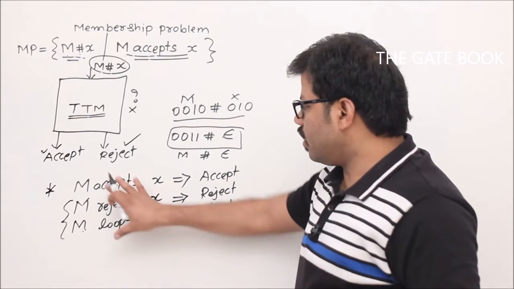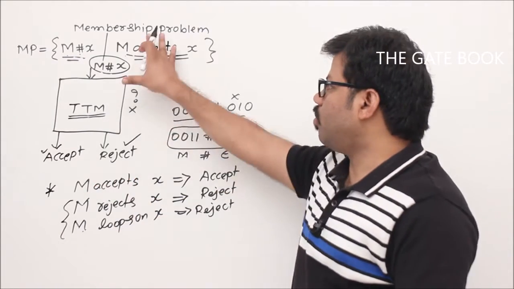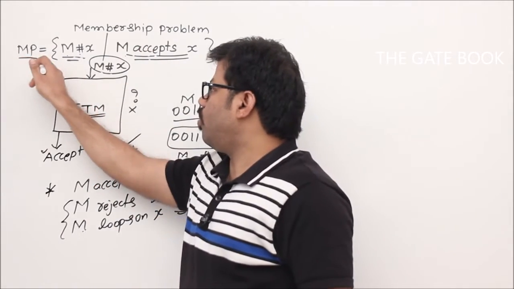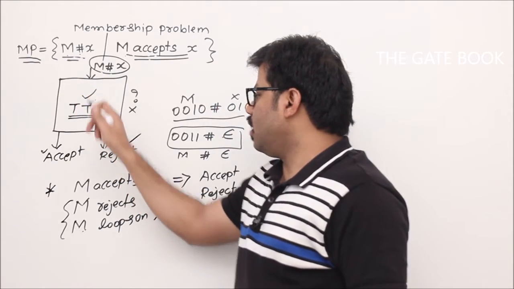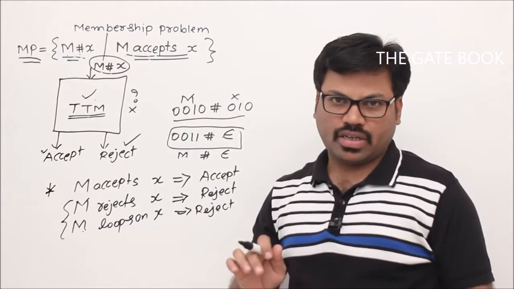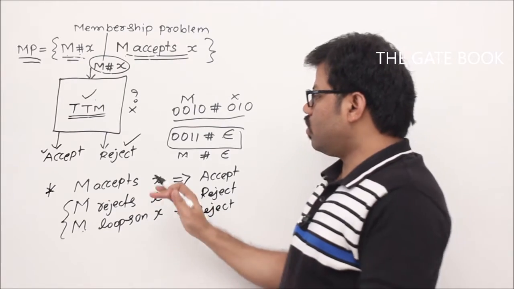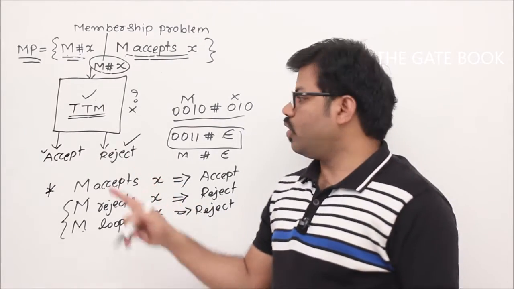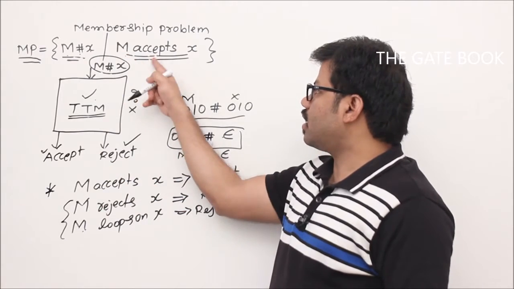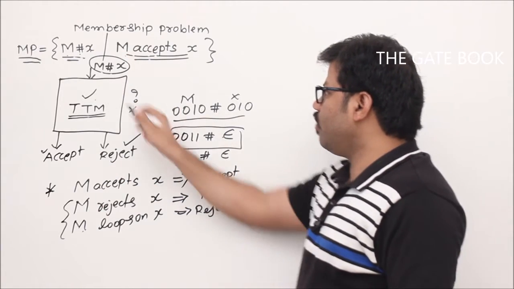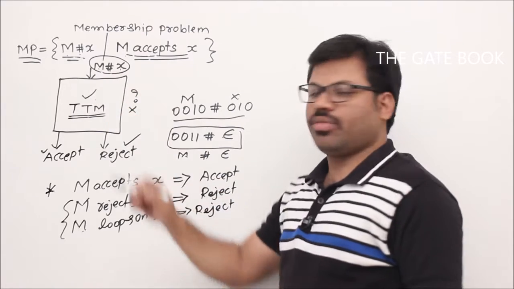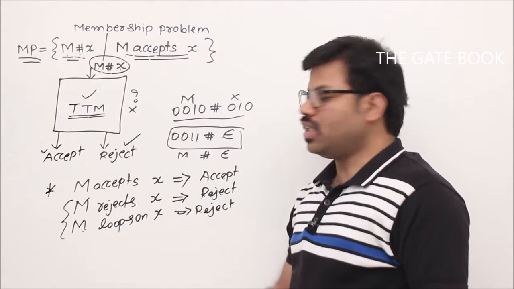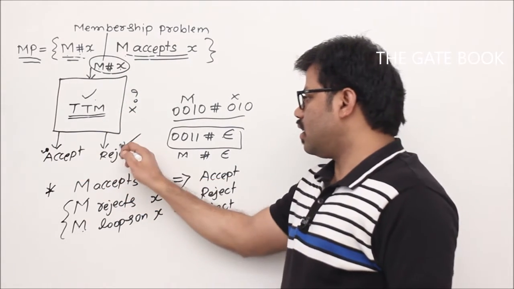Understand? So finally, this is a summary of the membership problem. So the membership problem has a total Turing machine. Remember it. In simple English words, I can say your total Turing machine is going to decide whether M accepts X or not. Very simple. We'll give M hash X to your total Turing machine. We'll ask, my dear total Turing machine, will you go to accept state or reject state?